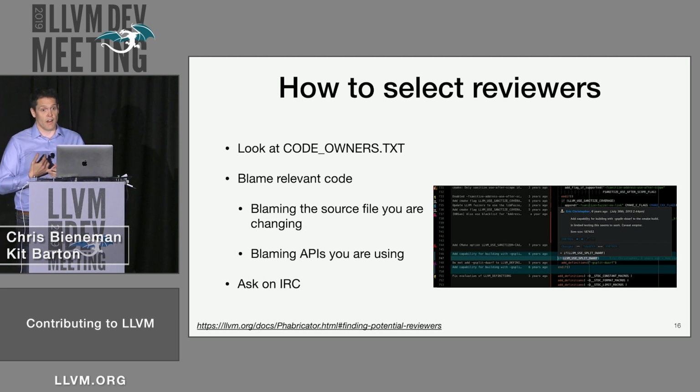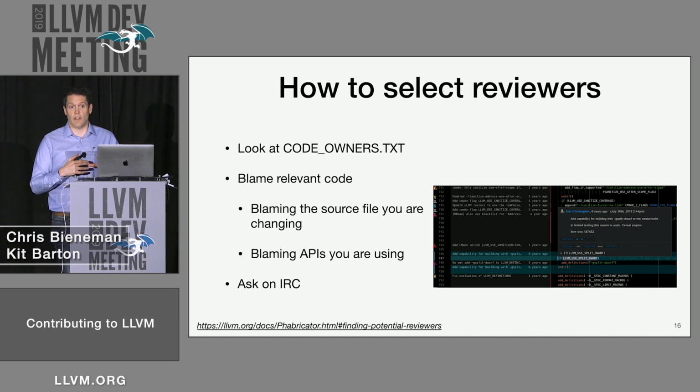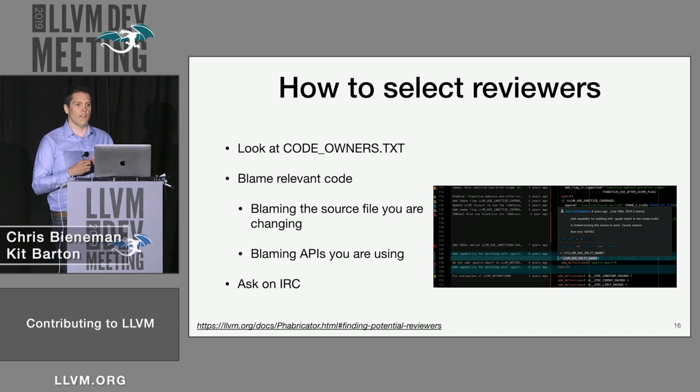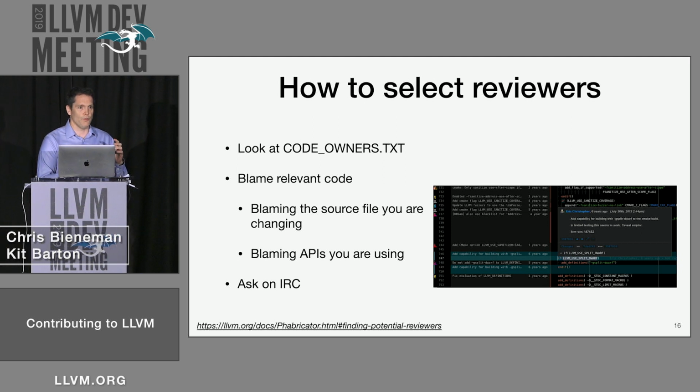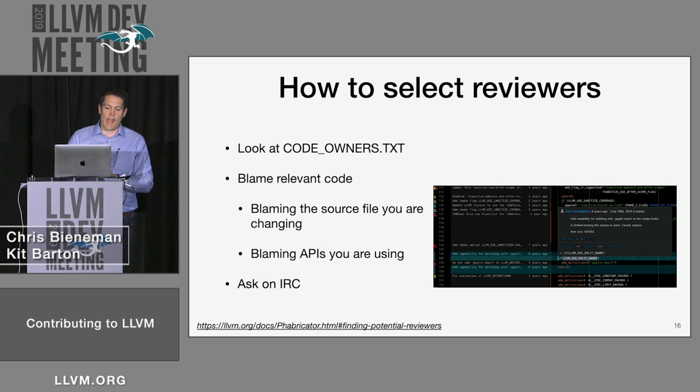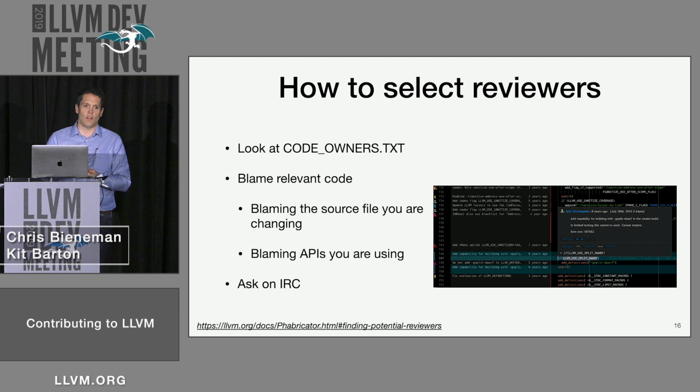Arc cover is another command. If you're using Arc and Arcanist to do this, Arc cover will give you the same kind of thing that git blame does, except it isolates it down to the changes that you've made, as opposed to git blame, which is going to tell you for the entire file who's touched what lines. And if all else fails, you can ask on IRC.